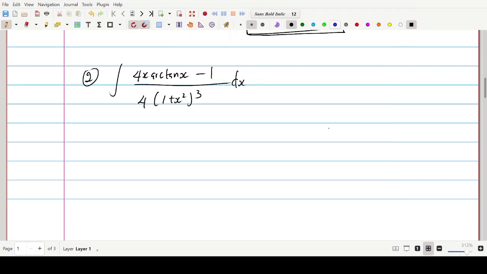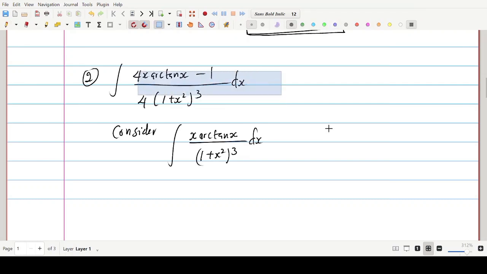Now consider this integral, the integral of x arctan of x over 1 plus x squared to the power 3. Let's consider this integral and see what can come out of it. You will discover that this particular integral has a certain connection with this one, and because of that connection, we can get this result from it. There are other ways to go about solving this, but I choose to display this technique.